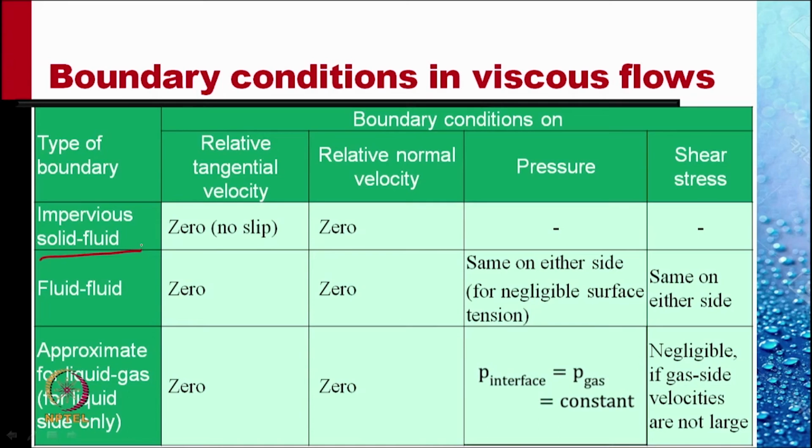The approximate condition for the liquid-gas interface, for the liquid side only: the relative tangential velocity is 0, the relative normal velocity is 0 again, the pressure is the same, equal to the gas pressure, and the gas pressure can be assumed constant, and the shear stresses are negligible if the gas side velocities are not very large.